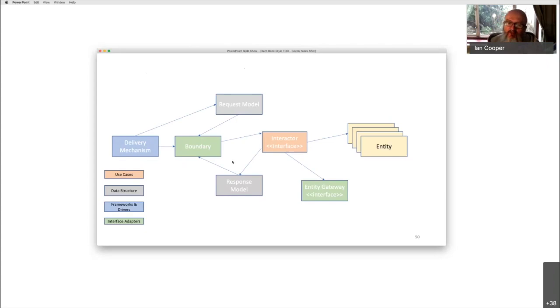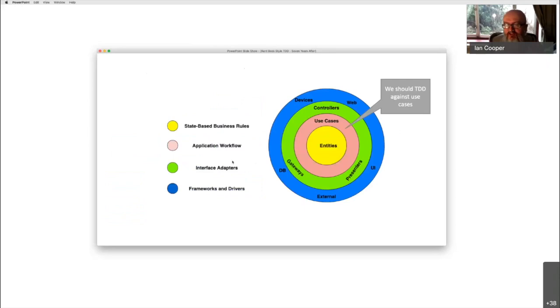That's where you get DTOs, right? Request models and response models. Okay, given we know that, it seems clear that we should write the majority of our tests against the use case layer, because tests exercise use cases or user stories. That's where I write most of my TDD. And if I have an interactor like a command, or I've got a dispatch model, so I've got a command and a handler, that's where I write most of my tests.